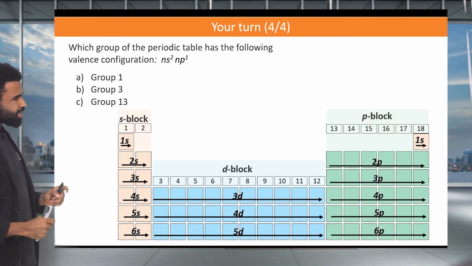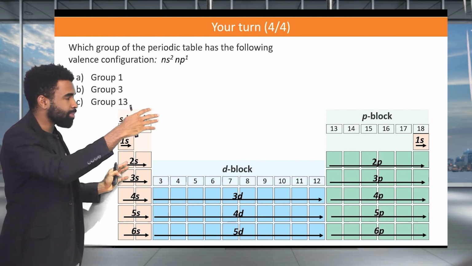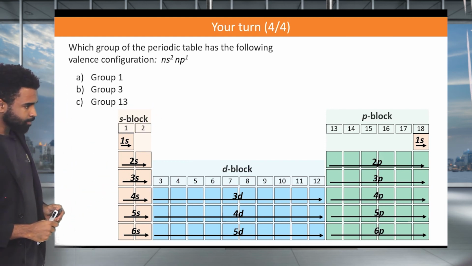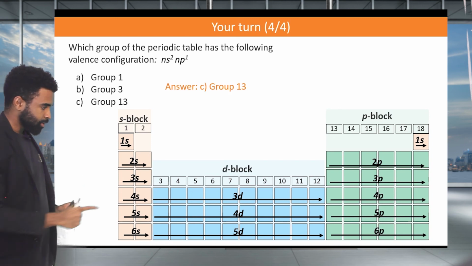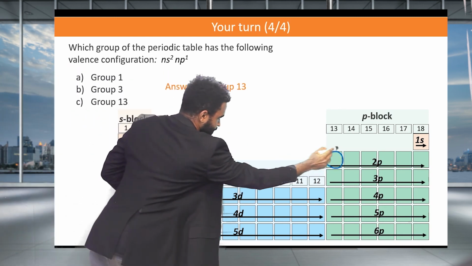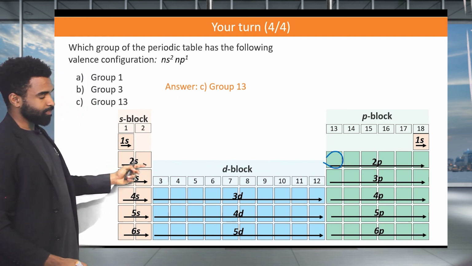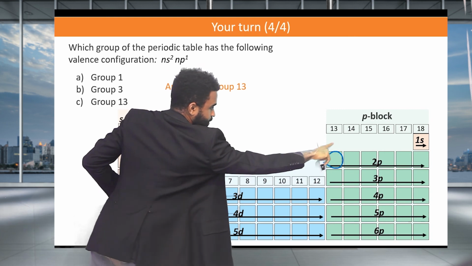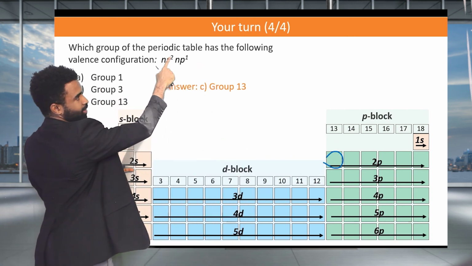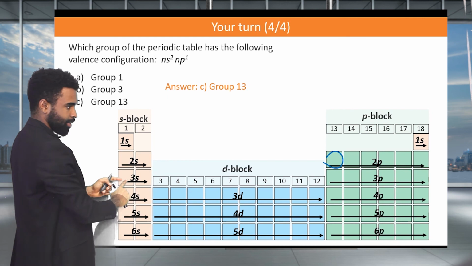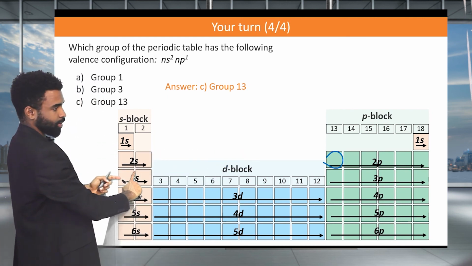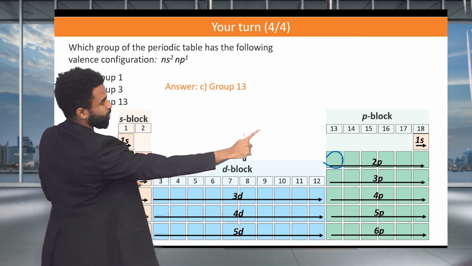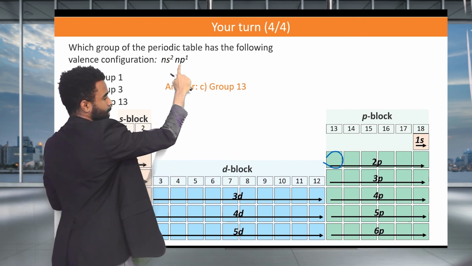Which group here would always have blah blah s2, blah blah p1? Something s2, something p1. It must be group 13, right? Group 13, for example, this element here would be boron, which would have 2s2 and then 2p1. And that one there would be aluminum, so we have 3s2 and then 3p1. So blah blah s2, blah blah p1.